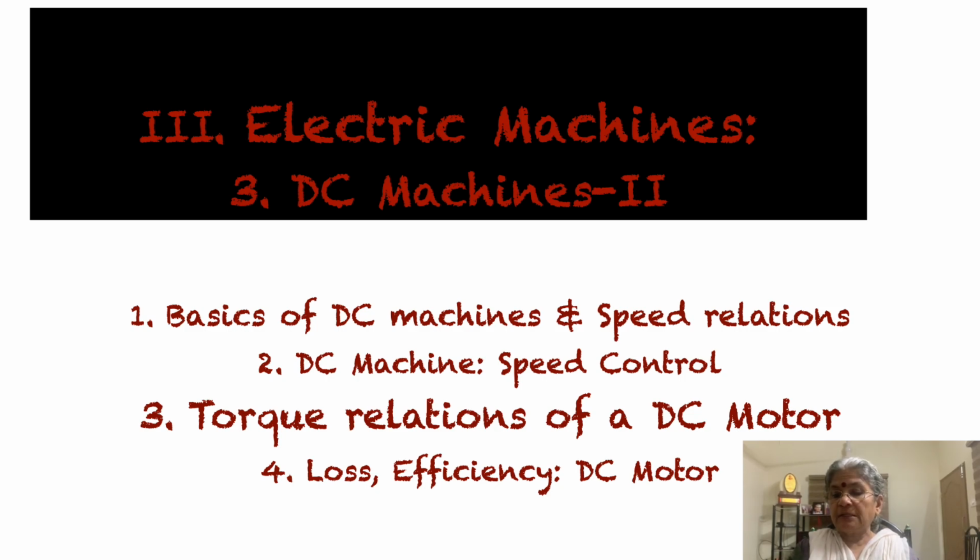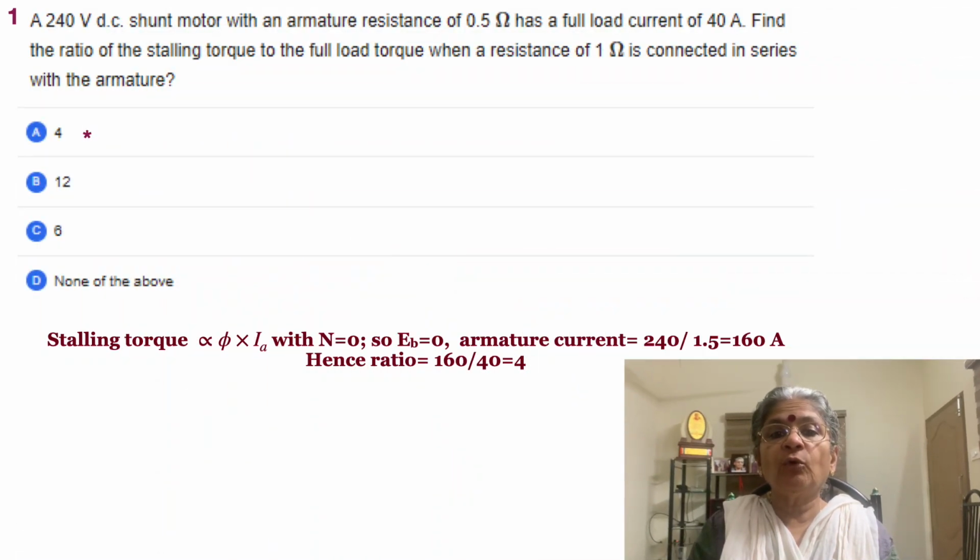So the torque relations, I think quite a large number of things were discussed, so it's easier to go into the first problem and then revise, as well as perhaps introduce something new if required. A 240 volt DC shunt motor with an armature resistance of 0.5 ohms has a full load current of 40 amps. I suppose this is clear. It's a shunt motor. 0.5 ohms happens to be the armature resistance. So 40 into 0.5 is 20. If you deduct 20 from 240, that's going to be the back EMF for this particular situation.